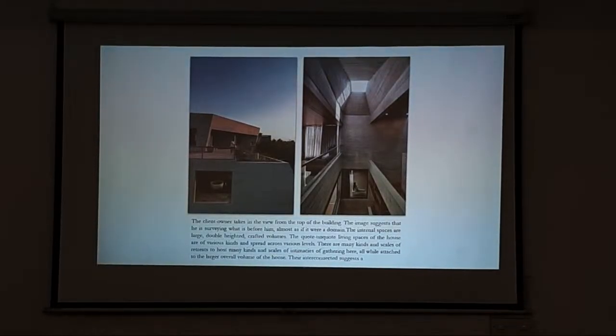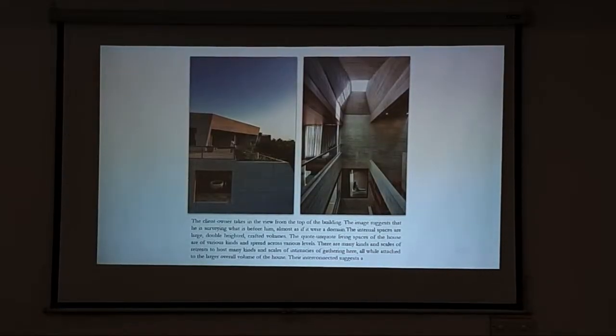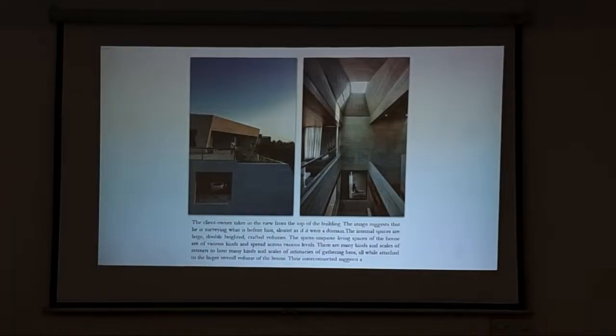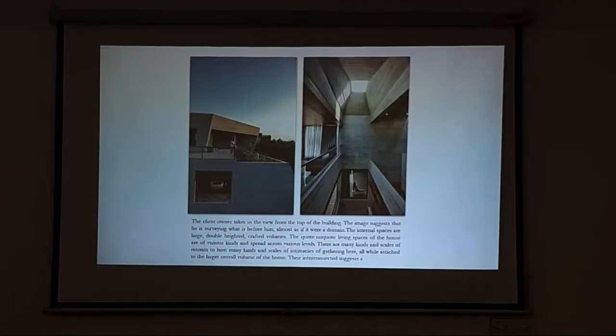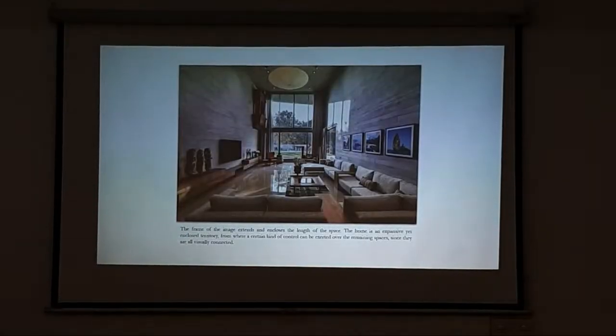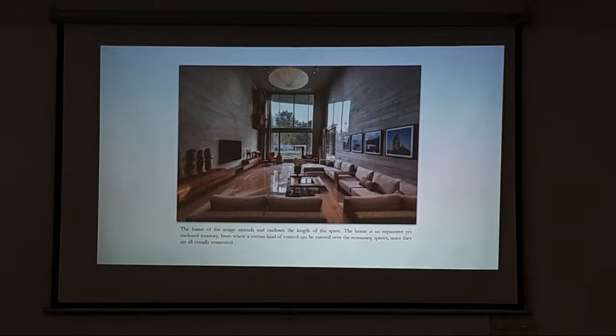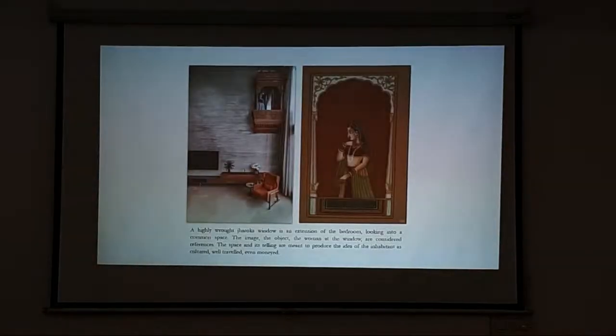The internal spaces are large, double-heighted, crafted volumes. The so-called living spaces of the house are of various kinds and spread across various levels. There are many kinds and scales of retreat to host many kinds and scales of intimacies of gathering, all well attached to the larger overall volume of the house. The frame of the image extends and encloses the length of the space. The home is an expansive yet enclosed territory from where a certain kind of control can be exerted over the remaining spaces, since they are all visually connected.